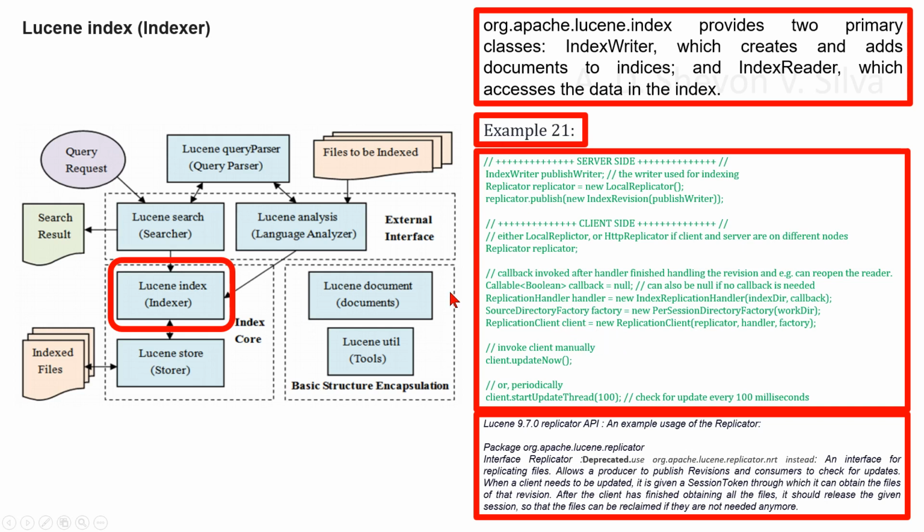Example usage of the replicator is here. So here on the server side, a writer is used for indexing. On the client side, either a local replicator or an HTTP replicator if the client and server are on different nodes. A callback is invoked after the handler finishes handling a revision and, for example, can reopen the reader. It can also be null if no callback is needed.